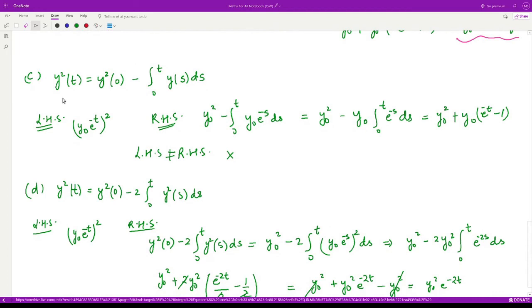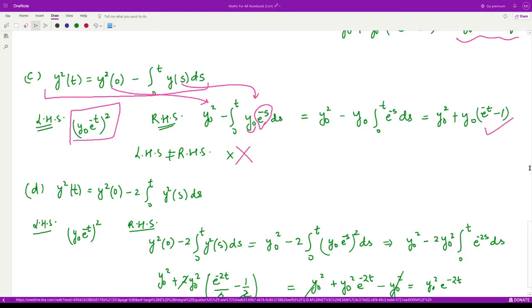For the third option, we have this thing, right? The left hand side is again this thing, y naught y square, that means this square, and here we have initial condition square, and then minus of integration of y s. Y s is y naught e to the power minus s. Again, this being constant comes out from the integration. You can perform the integration of this quantity. It would be e to the power minus s by minus 1, right? And then you can substitute the limits, you'll get this. Again, this thing is not equivalent to this, therefore this is not the correct option.